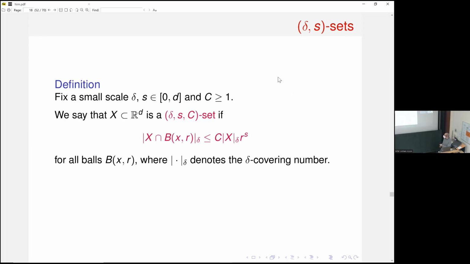There is a notion of delta-S set, or delta-S-C set. Maybe you can forget about the C if you haven't seen this before. A delta-S set is a set that at scale delta behaves like a set of dimension S. This is the intuition to keep in mind. The bar with delta means the smallest number of delta balls required to cover a set. The condition is like a Frostman condition, but where instead of having a measure, we look at the delta covering number of the set intersected with the ball. And I didn't write it here, but R should be at least delta.